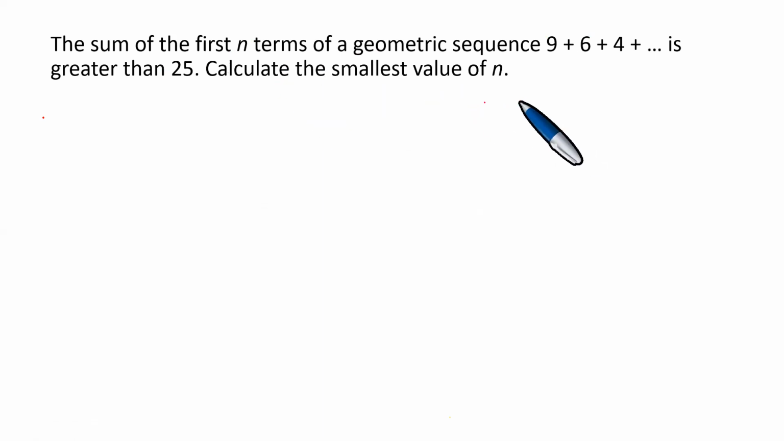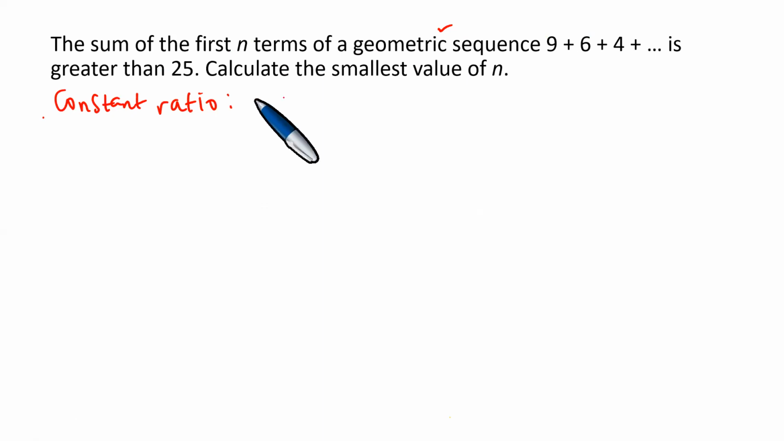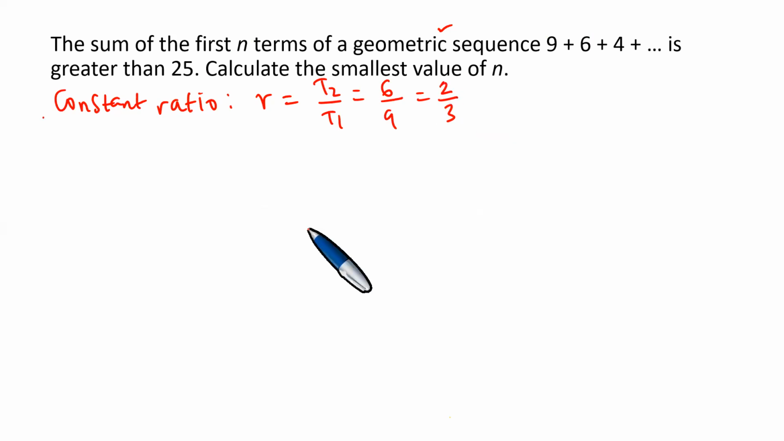Obviously here we're looking for something because it is a geometric sequence. So we have something called a constant ratio. We call that r. Second term divided by the first term. The second term here is the number 6. The first term is the number 9. The answer is therefore 2 over 3.